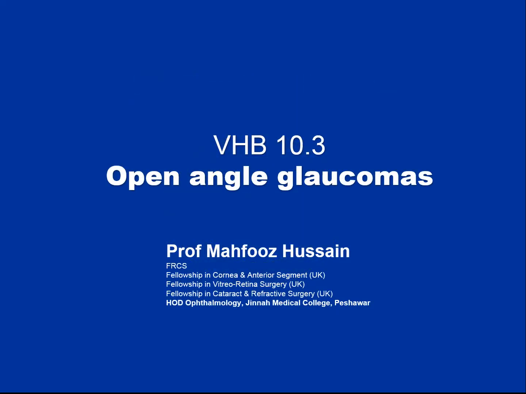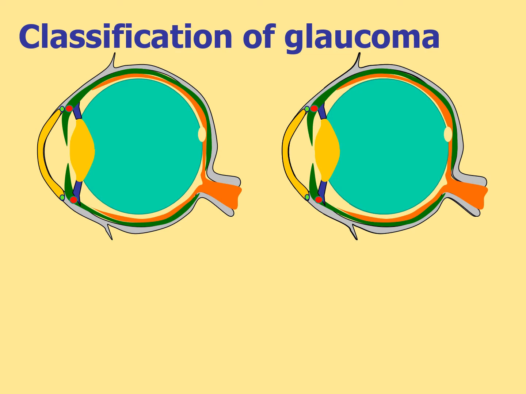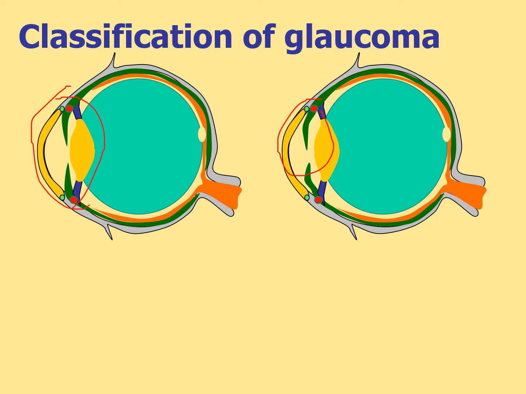In this video, VHB Chapter 10, Section 3, we're going to discuss open-angle glaucomas. Before we classify, we need to understand open-angle and closed-angle glaucoma. Both these eyes have got open angles. Look at the angle here and look at the angle here. If the angle is narrow like this, that's a closed angle or a narrow angle. If this eye develops glaucoma, that's going to be called closed angle glaucoma. And if this eye develops glaucoma, that's going to be called open angle glaucoma.